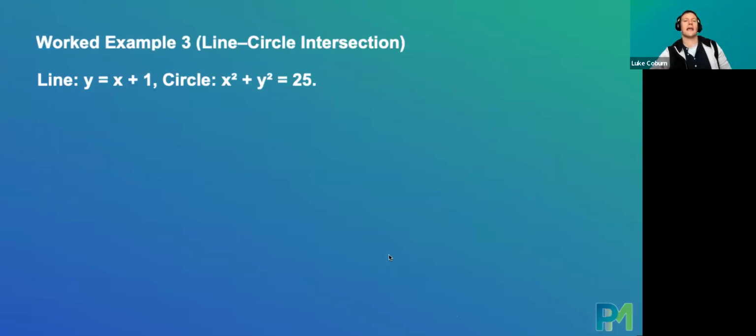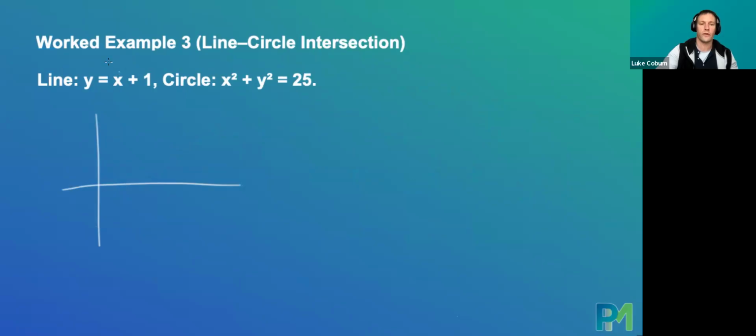So the last one is saying, what's the intersection of a line and a circle? So we have a line, y is equal to x plus 1. So this is m is equal to 1, c is equal to 1. So that's going to be something like this. It goes through the point 1 with a slope of 1.